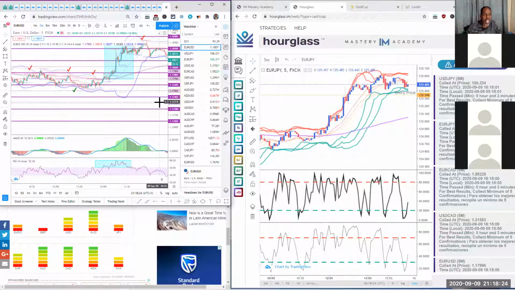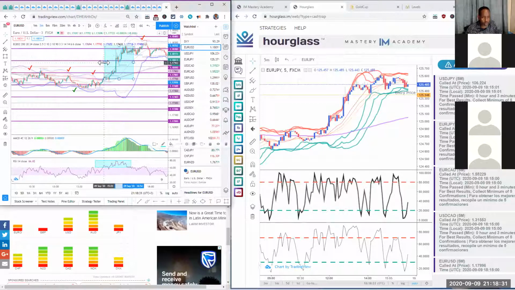So don't think that this is a lot of work. It is not a lot of work. Losing money is a lot of work. Guys, losing money is a lot of work. Drawing lines is not a lot of work.